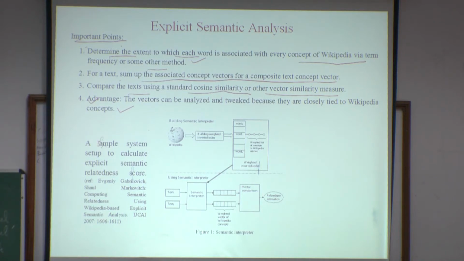A simple system setup to calculate this is: first take the Wikipedia documents and build an inverted index. Then take text 1 and text 2, calculate the semantic similarity using the weighted vectors from Wikipedia, then do the comparison, and then the final result.